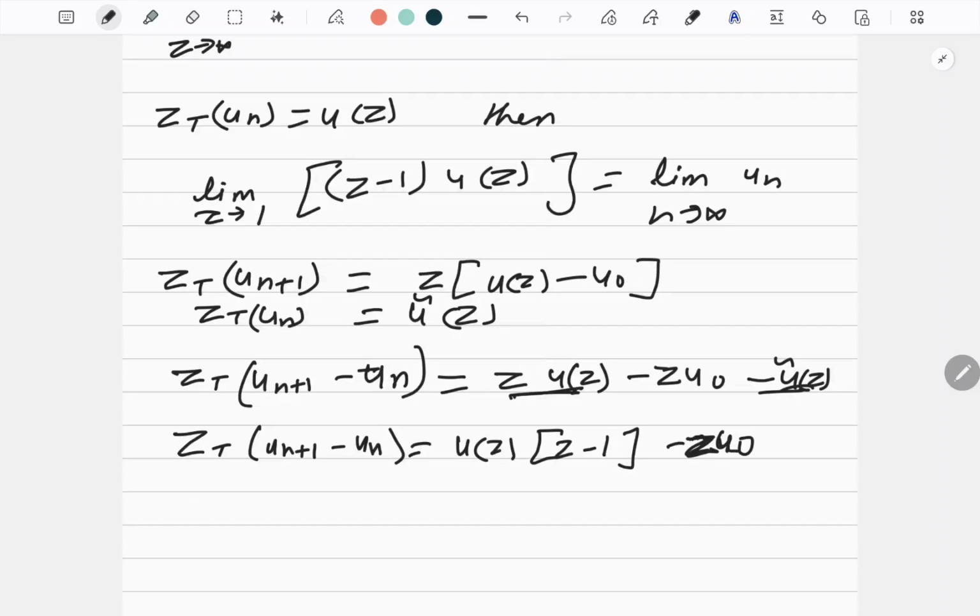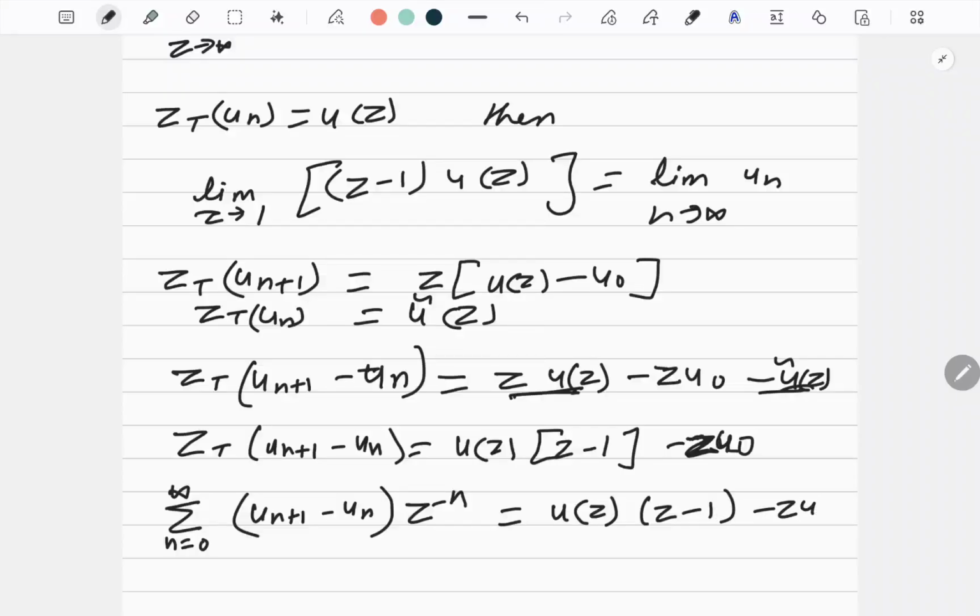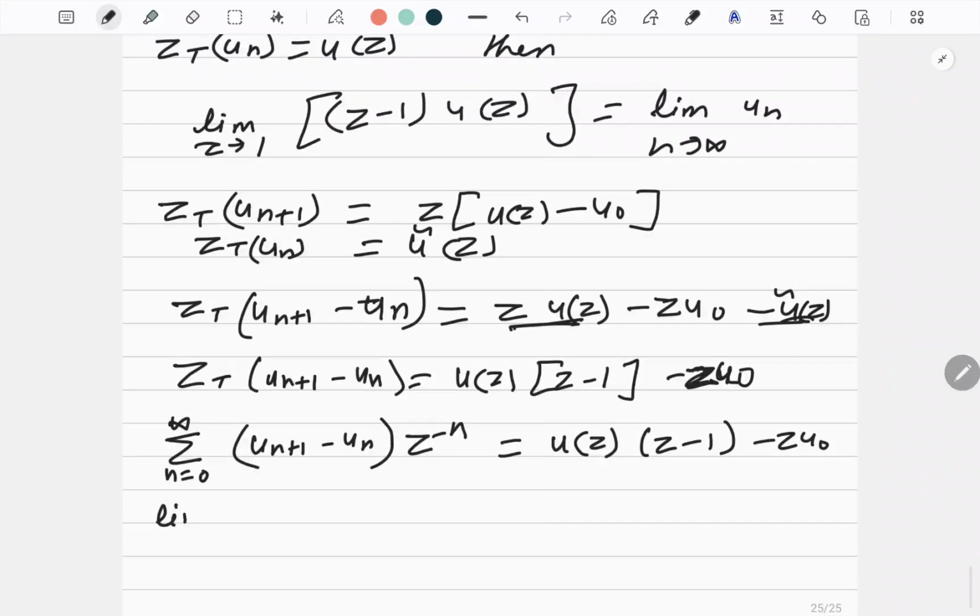When I apply the definition of Z transform, what I will get? Z transform of anything is summation n equal to 0 to infinity u(n plus 1) minus u(n), and z to the power minus n, which is equal to uz by z minus 1 minus z u0. So now take limit z tends to 1. So when you take limit z tends to 1, summation n equal to 0 to infinity u(n plus 1) minus u(n) and z to the power minus n is also the same thing.